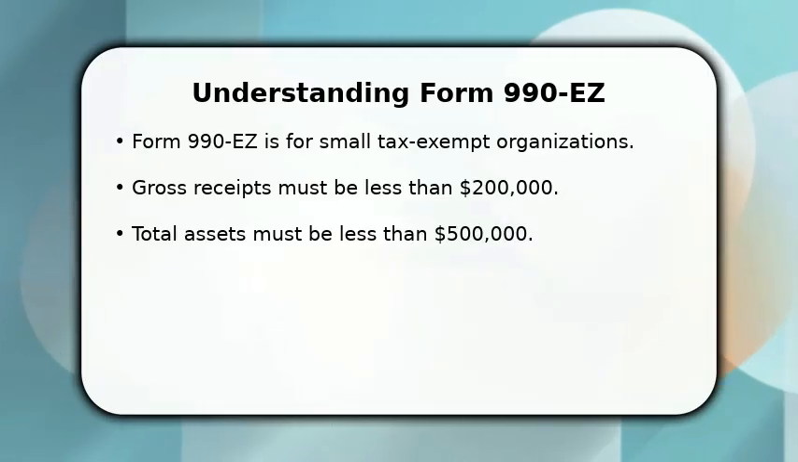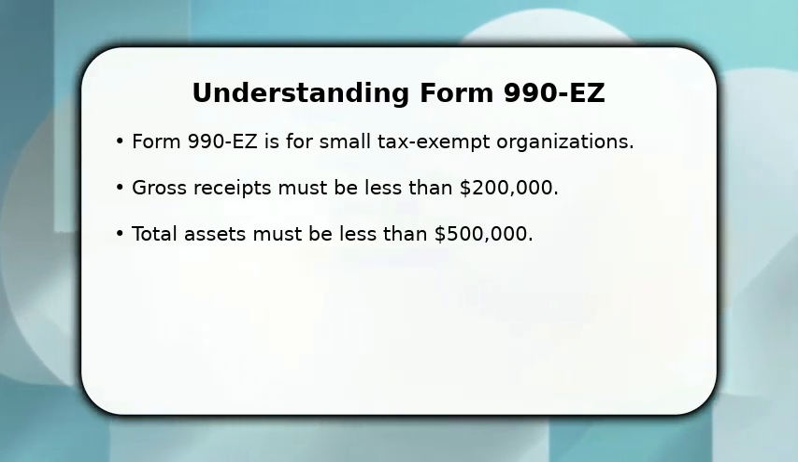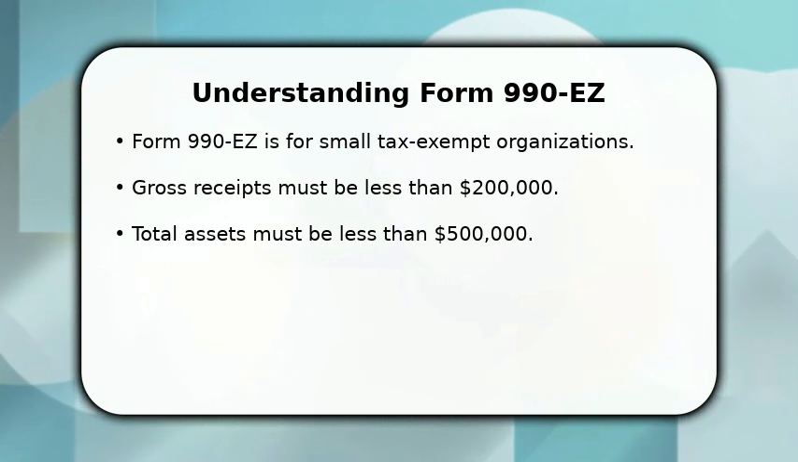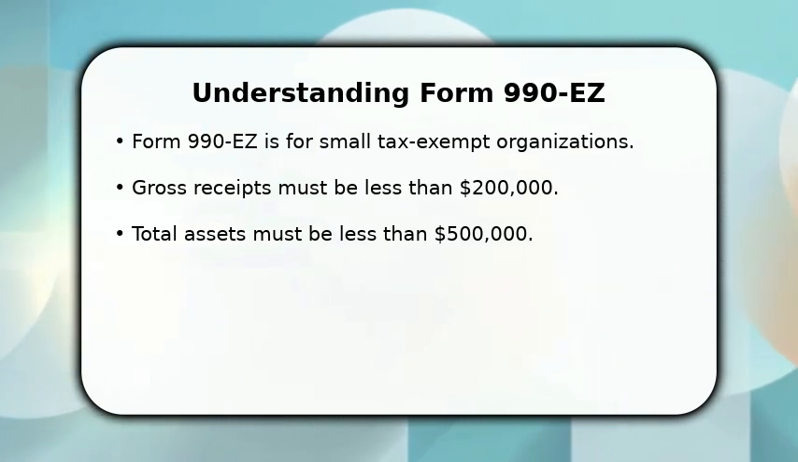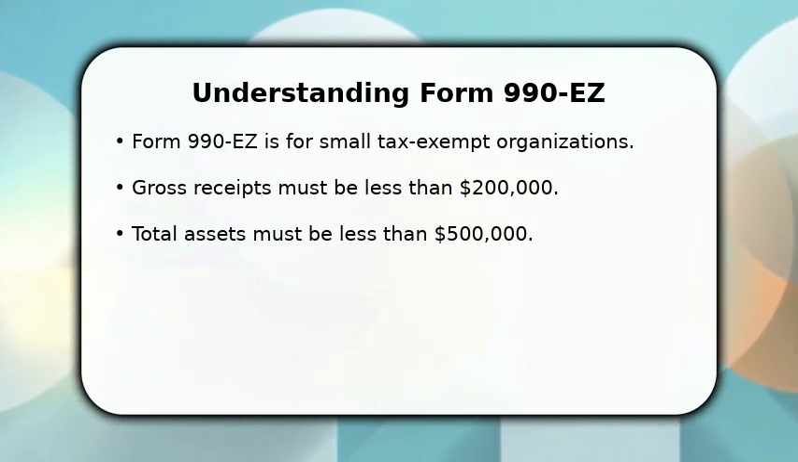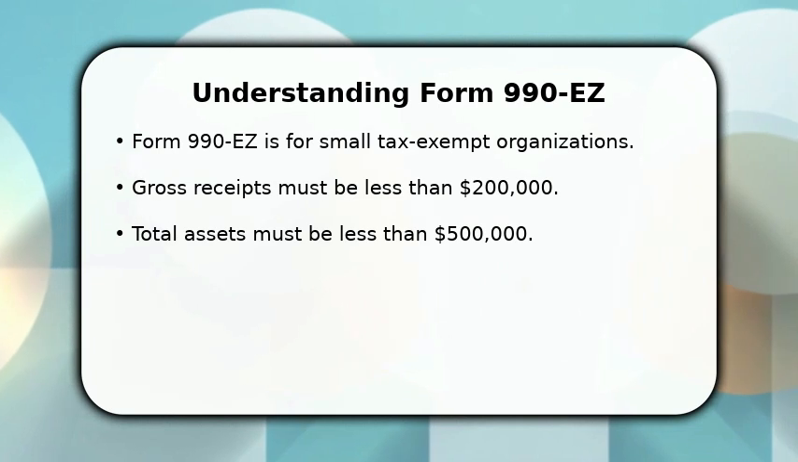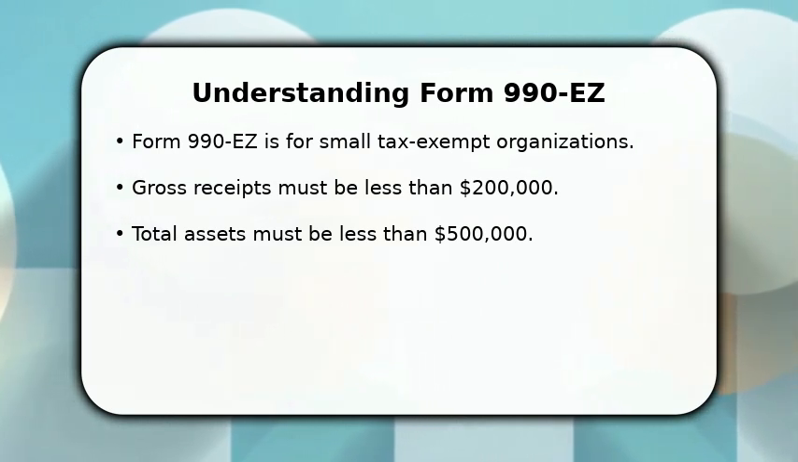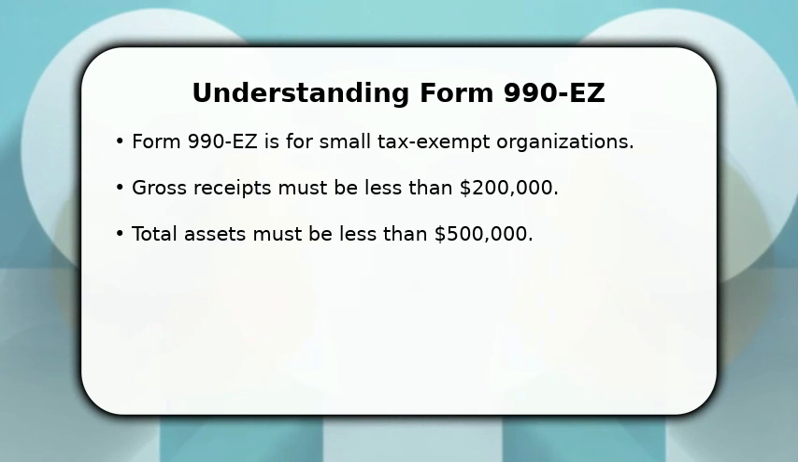In this video, I will explain how to fill out Form 990Z. First, determine if your organization qualifies. This form is for tax-exempt organizations with gross receipts under $200,000 and total assets under $500,000. If your organization meets these criteria, you're in the right place. We'll cover the essential sections to ensure accurate reporting to the IRS.